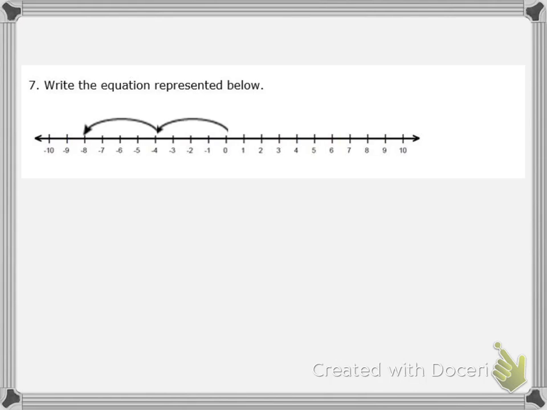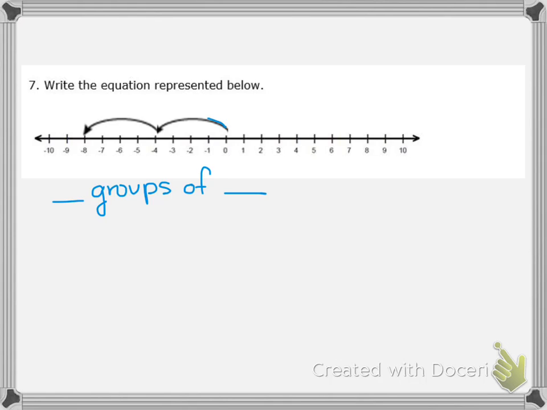Number 7 says write the equation represented below. So we have a number line here, and remember, every time we see those jumps on the number line, that means multiplication. And when we have multiplication problems, when we read them, that means blank groups of blank. So first, we need to see how many groups we have.